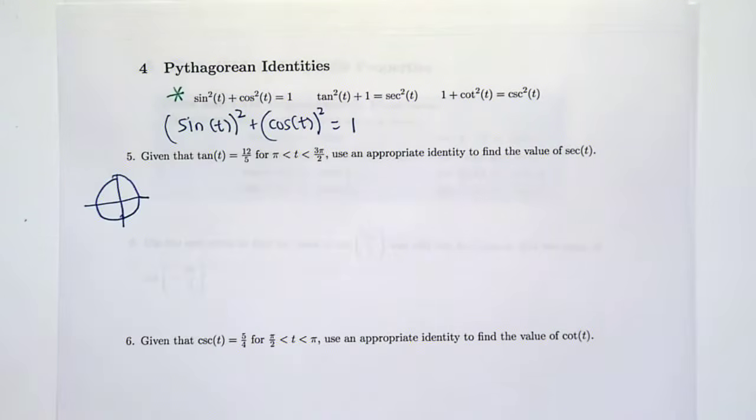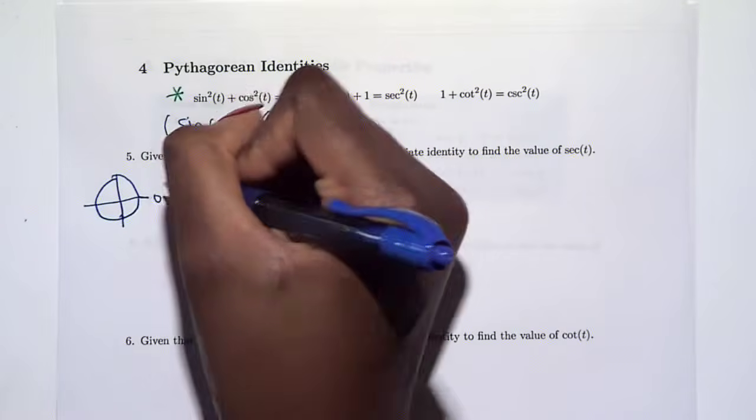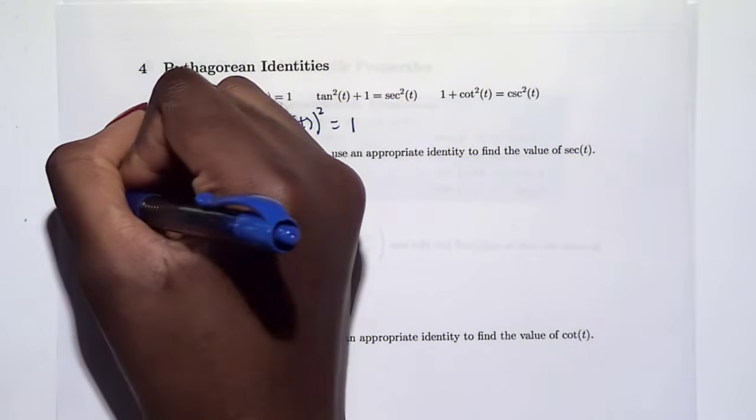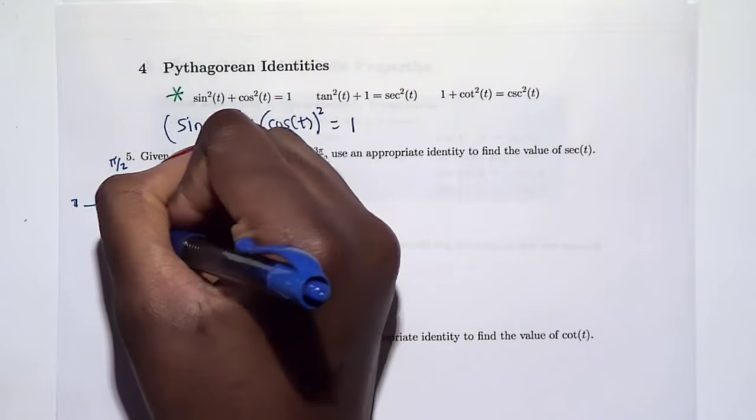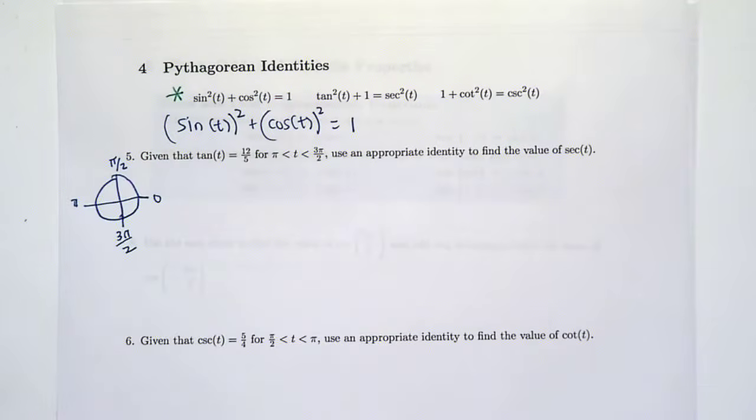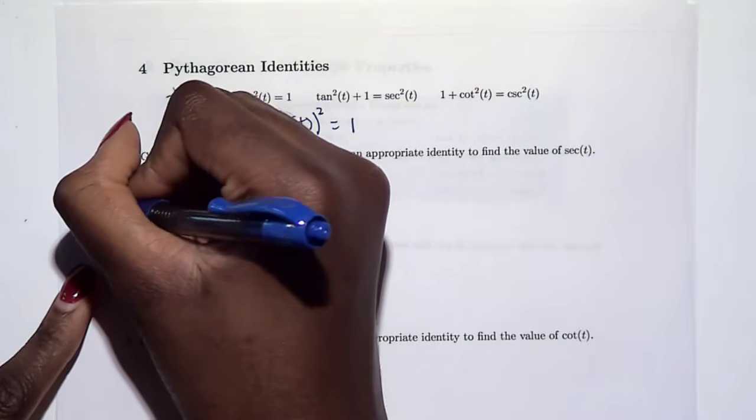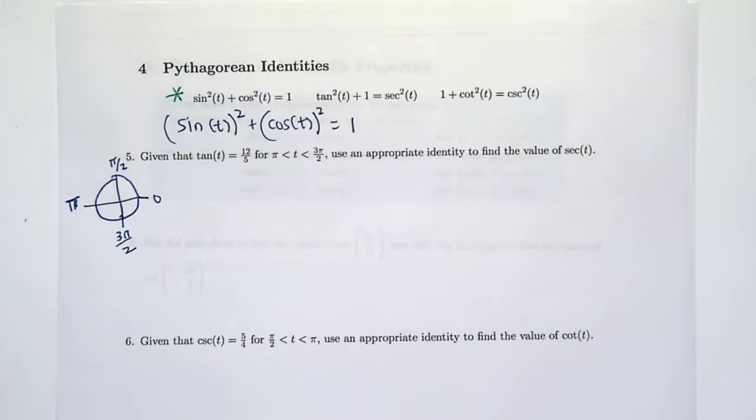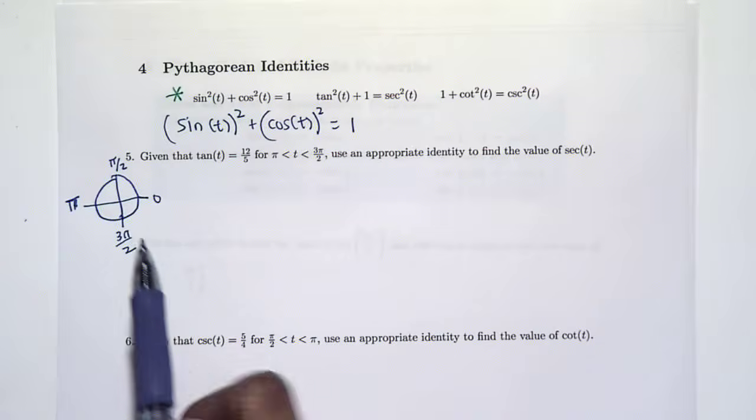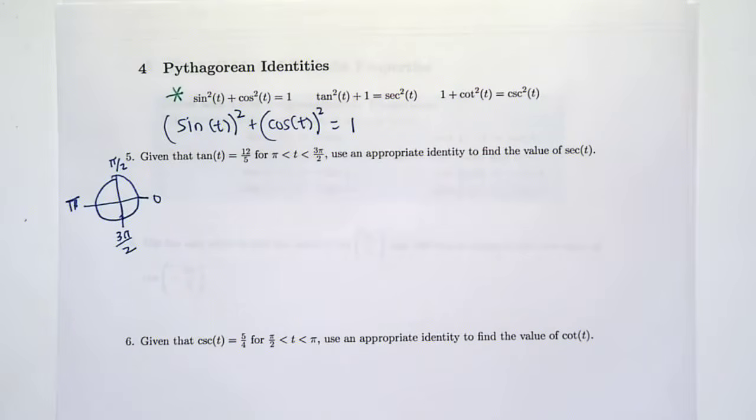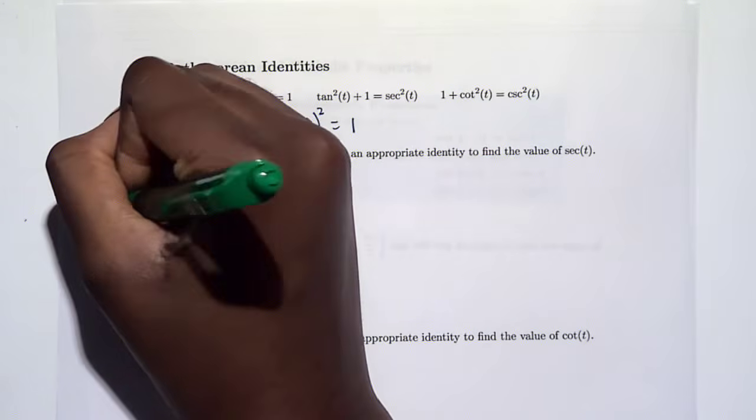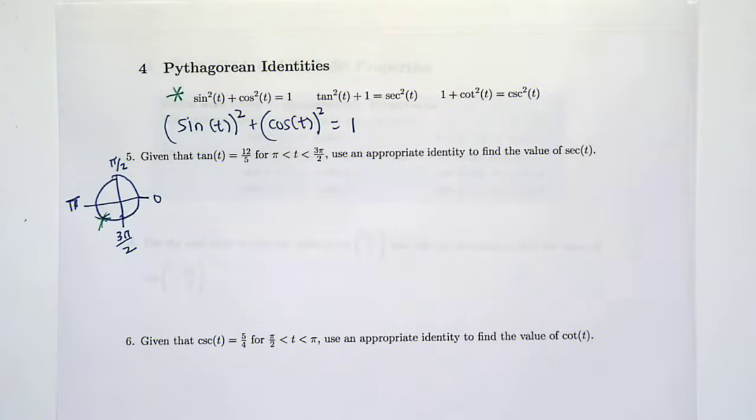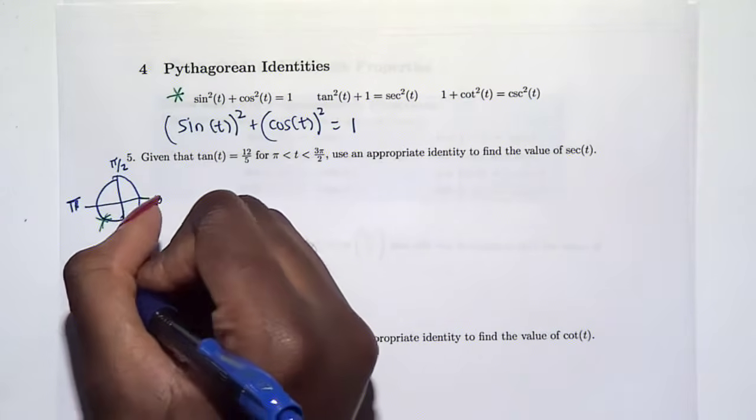All right, so I'm drawing a little mock unit circle over here where this is 0, pi over 2, pi, 3 pi over 2. This is pi right here. Okay, so we want something between pi and 3 pi over 2. So we know our angle t is going to be somewhere over here in the third quadrant. Let's think about what that means.